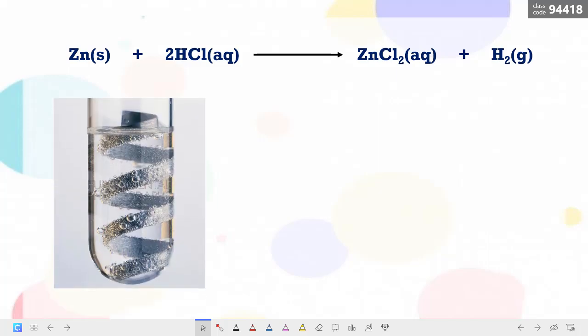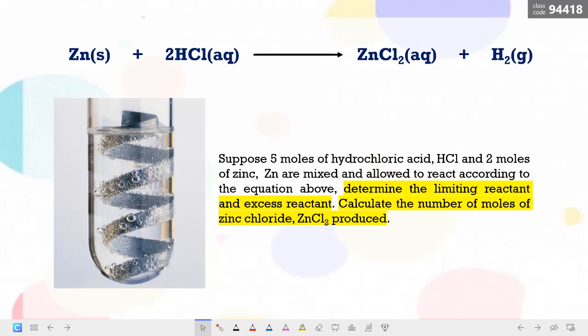When a chemist carries out a reaction, the reactants are usually not present in exact stoichiometric amounts, that is, in the proportions indicated by the balanced equation. For example, I have these problems. Suppose 5 moles of hydrochloric acid, HCl, and 2 moles of zinc are mixed and allowed to react according to the equation above. Determine the limiting reactant and excess reactant. Calculate the number of moles of zinc chloride produced.